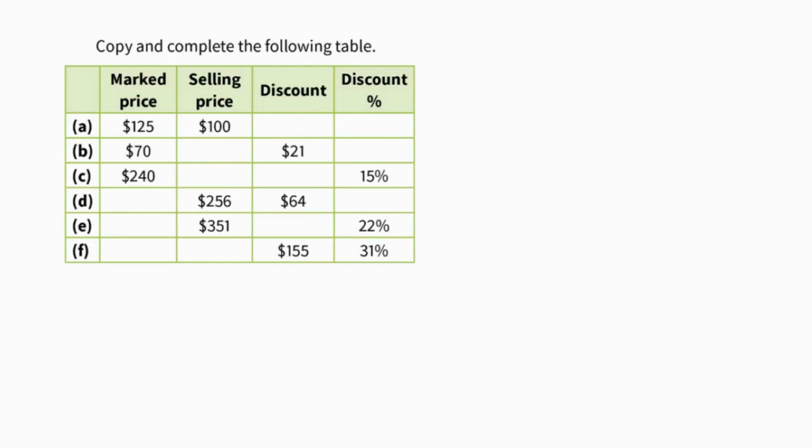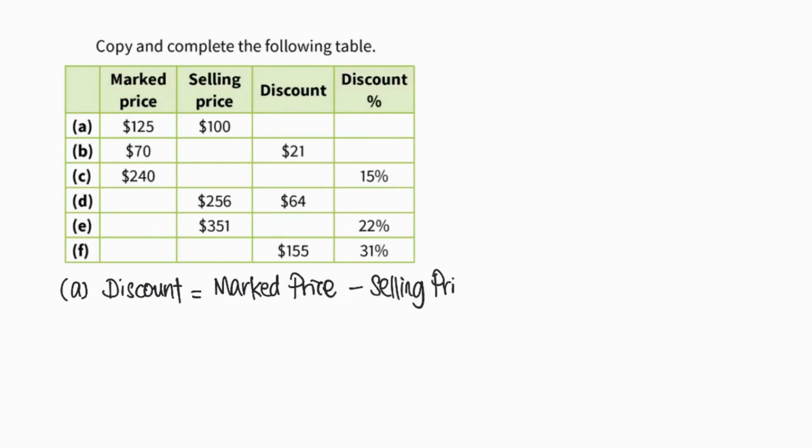Everyone, we are given this particular table made out of mark price, selling price, and the discount. It is pretty straightforward for part A. The discount that we are going to find is just the mark price minus the selling price. So it's 125 minus 100. That will give me $25. That is the discount.